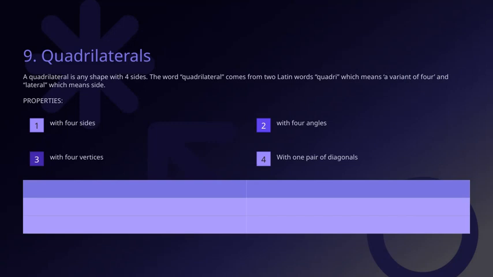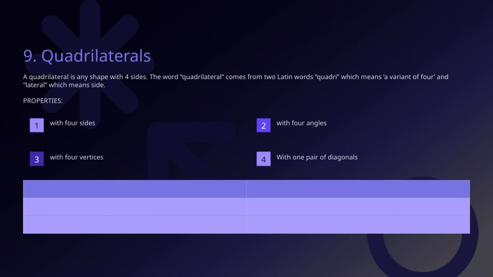Today, we're diving into quadrilaterals. A quadrilateral is simply any shape that has 4 sides. The name itself comes from Latin roots, quadri meaning 4, and lateral meaning side, so it literally describes a shape with 4 sides.